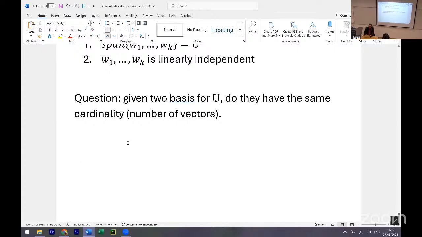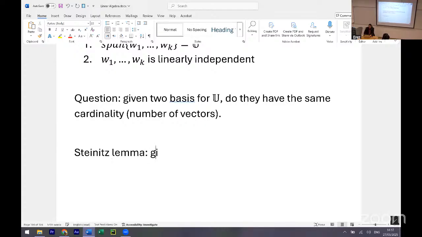So that is our question, and now we wish to formulate a couple of claims that will help us answer it. And the first is Steinitz. I have no idea how to write it. Steinitz lemma.